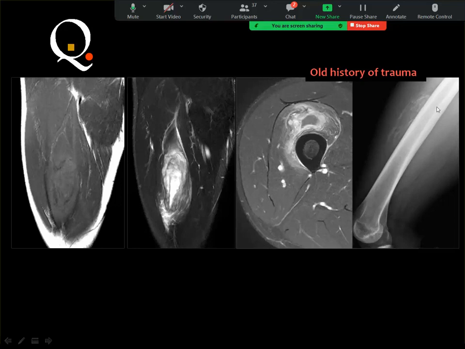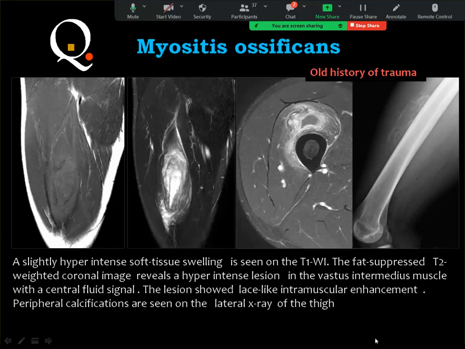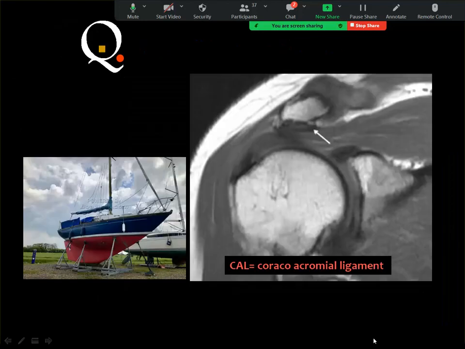But in the presence of positive history of trauma, and if you have the X-ray and you see that the lesion is at a classic site, which is the anterior aspect of the lower thigh, then you may think of this possibility, which is myositis ossificans.